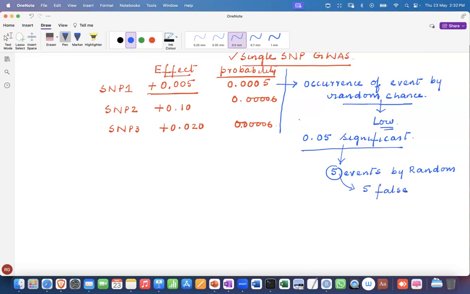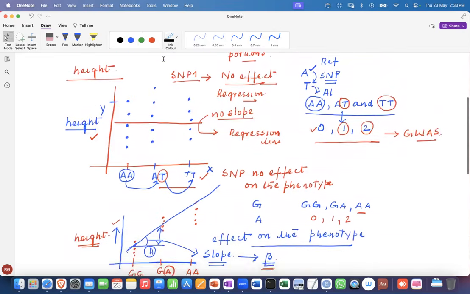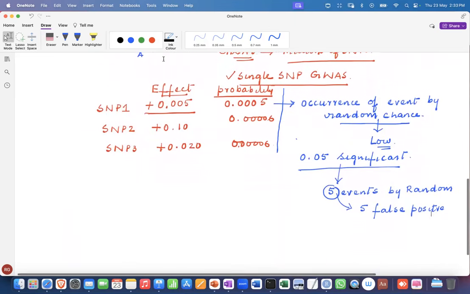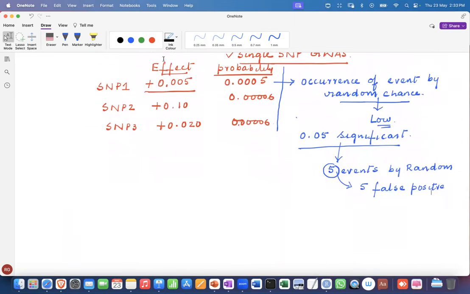So now listen to me very carefully. In this analysis that we are doing here in GWAS, we have finished all this and we have looked into the effects. I told you that we are doing a single SNP GWAS. And in single SNP GWAS, what did I tell you?